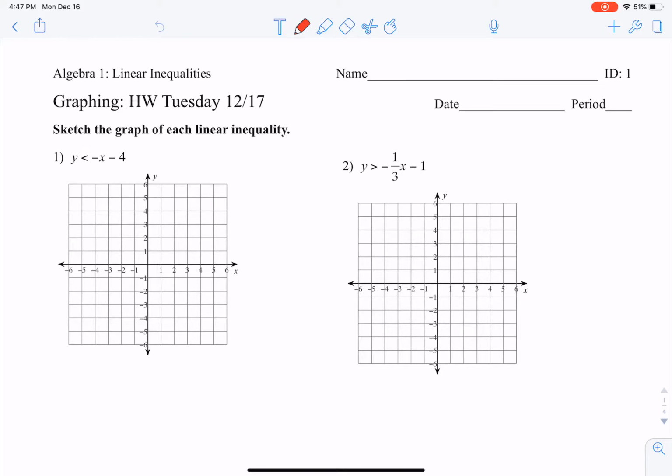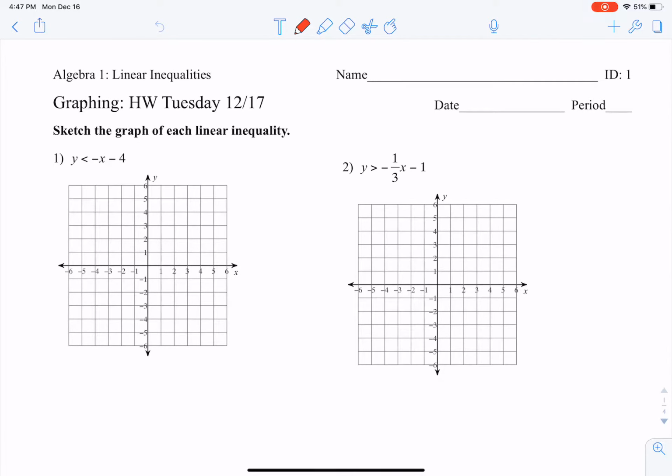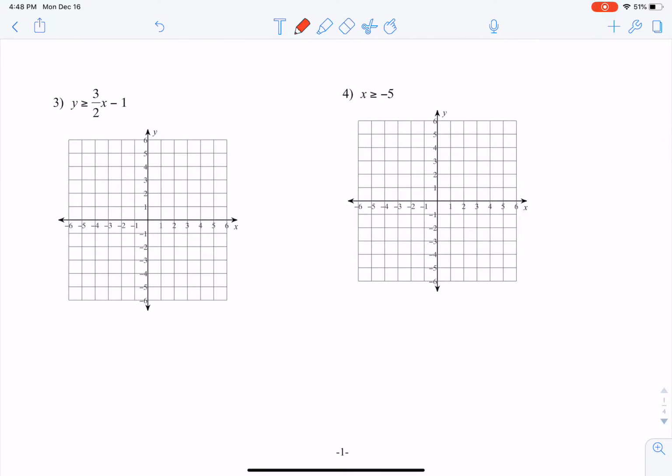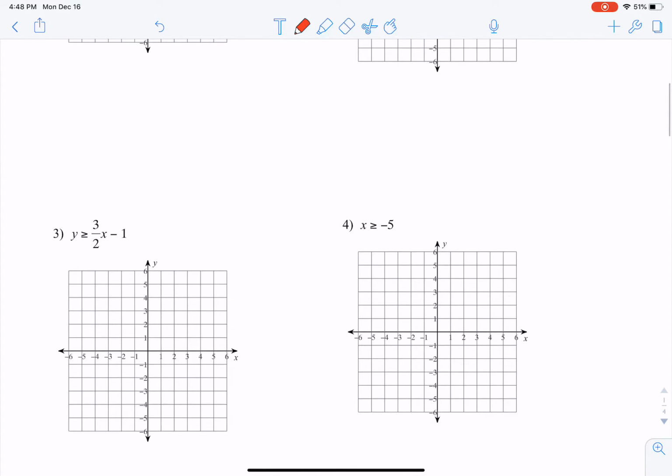Hi guys, here is a quick tutorial video for you for graphing linear inequalities. You'll notice that this is your homework for tonight. So we will go ahead and we'll do number 1 together, and we will also go ahead and do number 3 together here.